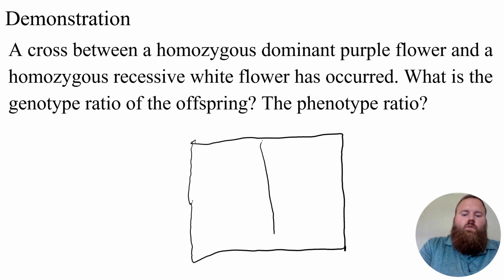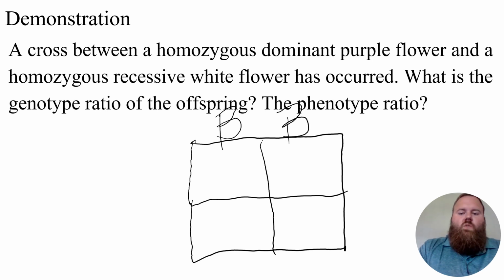and divide it into four squares. We'll take the homozygous dominant genotype, meaning our letters, and we're going to represent those as being B's. So it is homozygous dominant, so two capital B's, mixed with a cross between a homozygous recessive, two lowercase b's. And we want to know the genotype ratio of the offspring and the phenotype ratio.